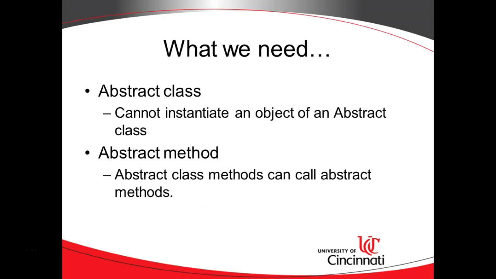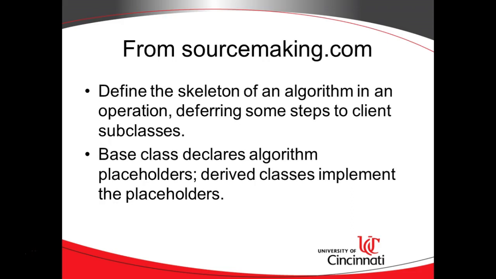So what do we need here? We need an abstract class. We can take an existing class and make it abstract, which is what we're going to do. And we also need an abstract method, where that abstract method is just a signature. Then when we subclass this abstract class, we give definition to that method. So this can be used as part of a design pattern called the template method design pattern.